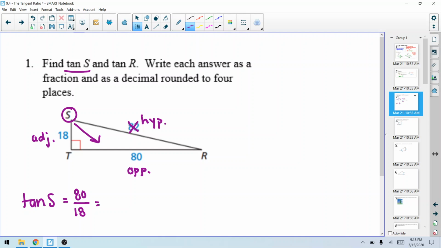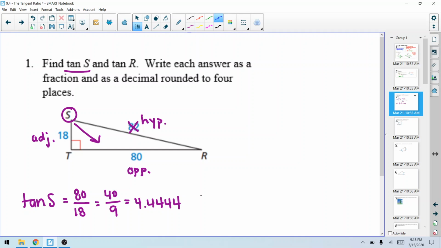Then grab your calculator. I'm going to type in 80 divided by 18, which simplifies to 40 over 9. Then I'm going to hit Control Enter, which gives me 4.444 repeating, but it said round to 4 decimals, so we're going to stop it right there.